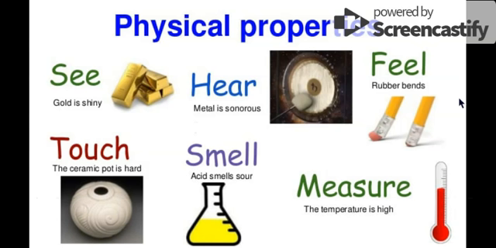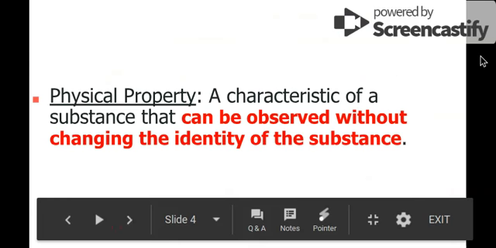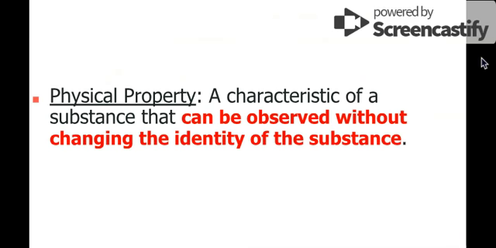So, this diagram that you see on the screen will give you an idea of the different examples of the physical properties of matter. The physical properties of matter are those characteristics of matter that we can observe without changing the identity of the substance. So we don't change anything. Physical properties describe the substance itself rather than describing how it can change into other substances.